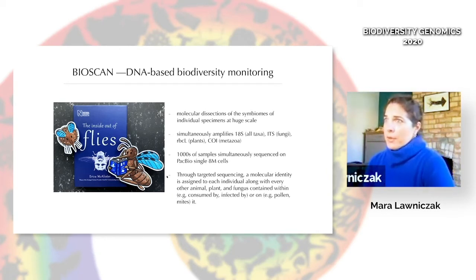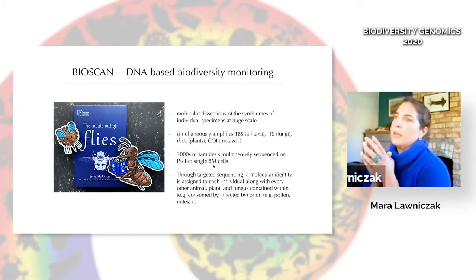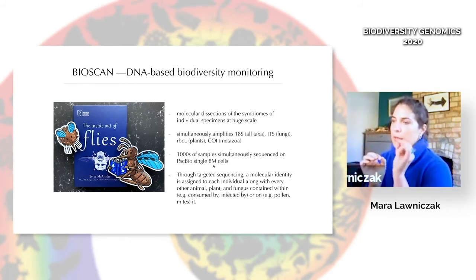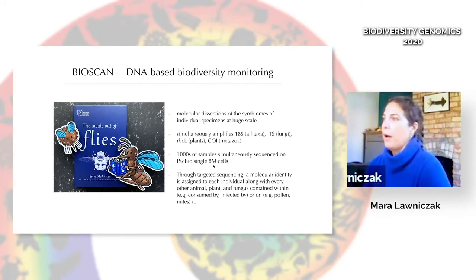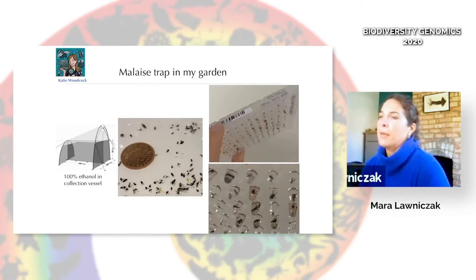Thousands of samples, once they've gone through this PCR amplifying those different barcodes, can be sequenced simultaneously on single PacBio runs. And through this targeted sequencing from a single specimen of a fly, for example, you can identify what that fly is and what it was eating, what it was pollinating, and whether it was infected with other parasites. So we're really excited about this global project.